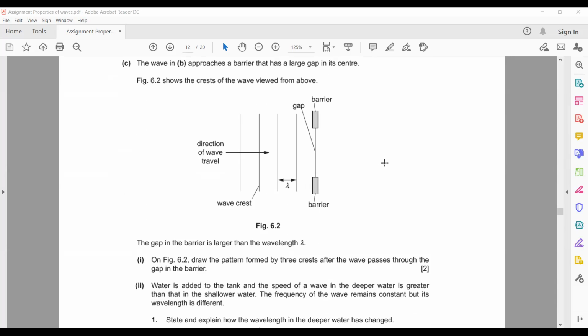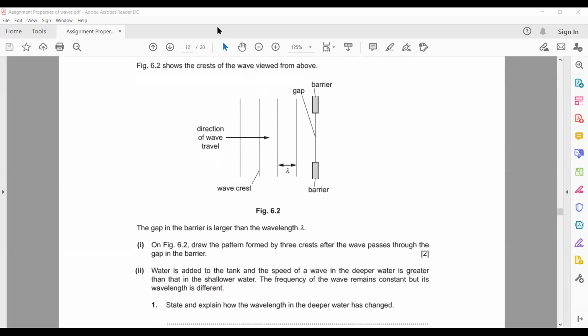Okay, in this question figure, the wave in B approaches a barrier with a large gap. You can see a large gap is there. On the figure, the gap in the barrier is larger than the wavelength. On the figure, draw a pattern. What pattern of a crest or the wavefront will you draw? You will show less diffraction. This shows less diffraction. If the gap was smaller, then I will show maximum diffraction, a curve like this.